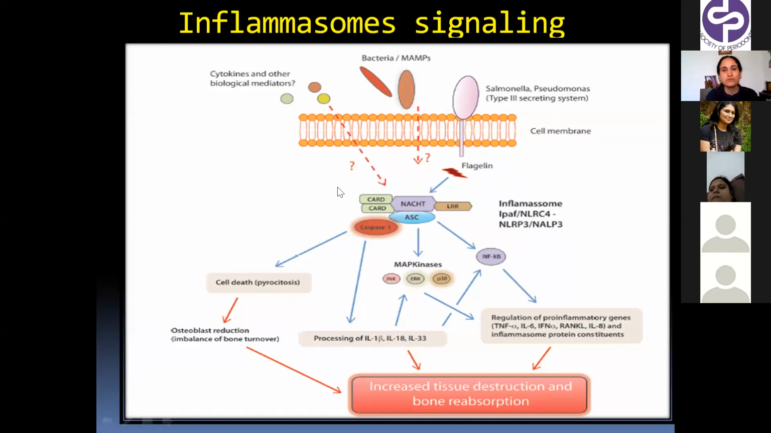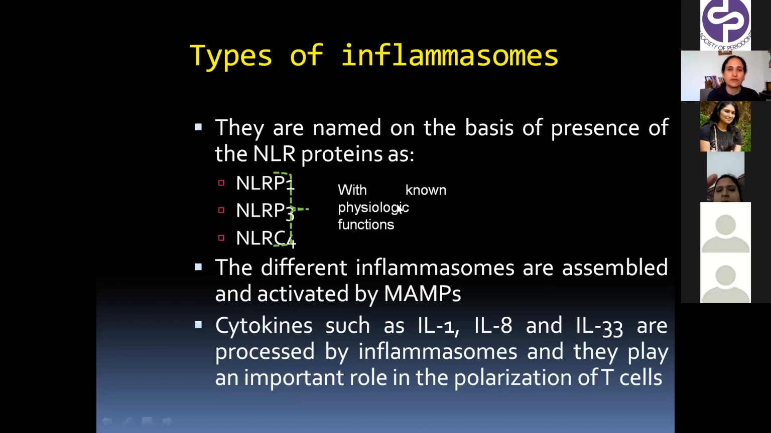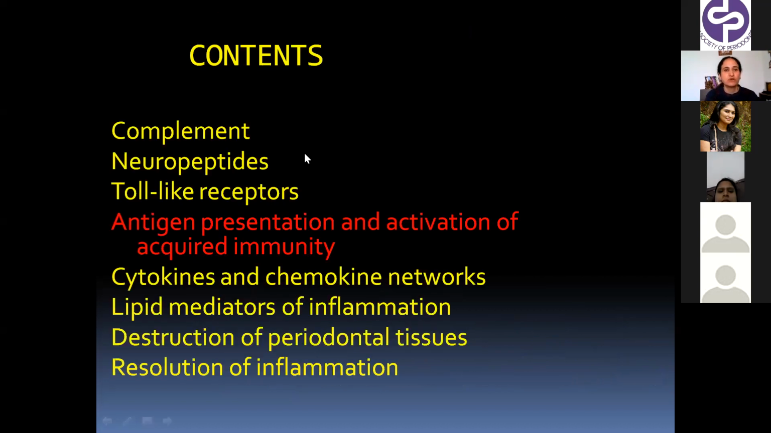So this inflammasome is nothing different. It is just a combination of different types of proteases which work together for the formation of cytokines. Now, these are different types of inflammasomes. NLRP 1, 2, 3, and 4 are associated with the physiological function, with the normal activity of the body, and they produce IL-1, 18, IL-33. These inflammasomes will stimulate the formation through the nuclear factor kappa B. Now, this is about the complement, neuropeptides, toll-like receptors. Now, we'll go to the antigen presentation and activation of the acquired immunity.